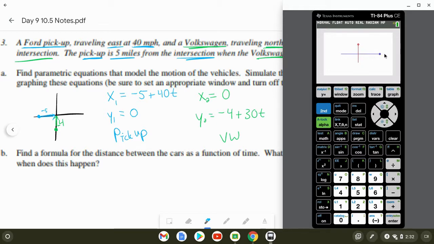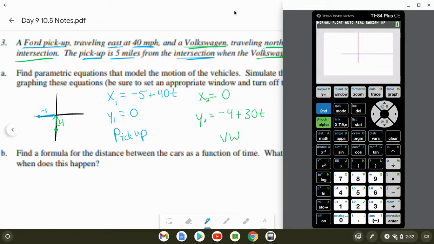So that was the pickup truck going east, the Volkswagen going north. And from our viewpoint, it looked like they may have just passed each other pretty closely, but we're going to go ahead and solve and see if that was the case.